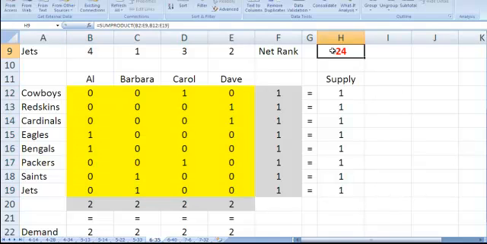And our solution, our net rank is 24. Al is going to the Eagles and Bengals, Barbara to the Saints and Jets, Carol gets the Cowboys and Packers, Dave gets the Redskins and Cardinals.